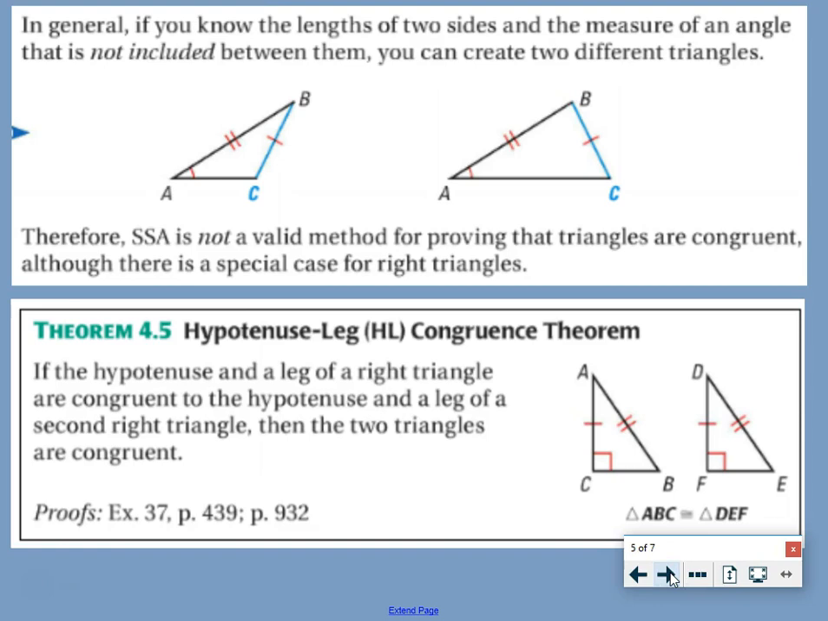All right. In general, if you know the lengths of two sides and the measure of an angle that is not included between them, you can create two different triangles. So if we look, we have the two sides here, and then the angle is not in between them, like we work with for side, angle, side. Therefore, we can say that side-side angle is not a valid method for proving that triangles are congruent, although there is a special case for right triangles.